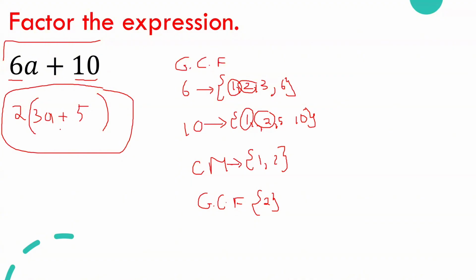However, you can always check your answer to make sure that your answer is correct by using the distributive property to see if you get back what we have in the original expression. So let us try. 2 times 3a is going to be 6a, and 2 times 5 is 10. So right there, our factored expression is correct because when we use the distributive property, we get back our original expression. And that is how you factor an expression, by identifying the greatest common factor.